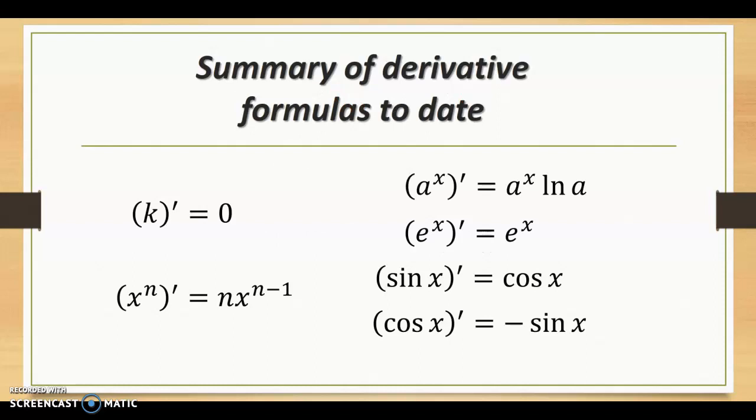So here's a summary of all the derivative formulas we have up to now. The derivative of a constant is 0, which we proved in this video. The derivative of a power, x to the n, which was shown in our previous video, is n times x to the n minus 1. The derivative of exponential functions: a to the x is a to the x ln of a, and e to the x is e to the x. The derivative of sine of x is cos of x, and the derivative formula for cos of x is minus sine of x.